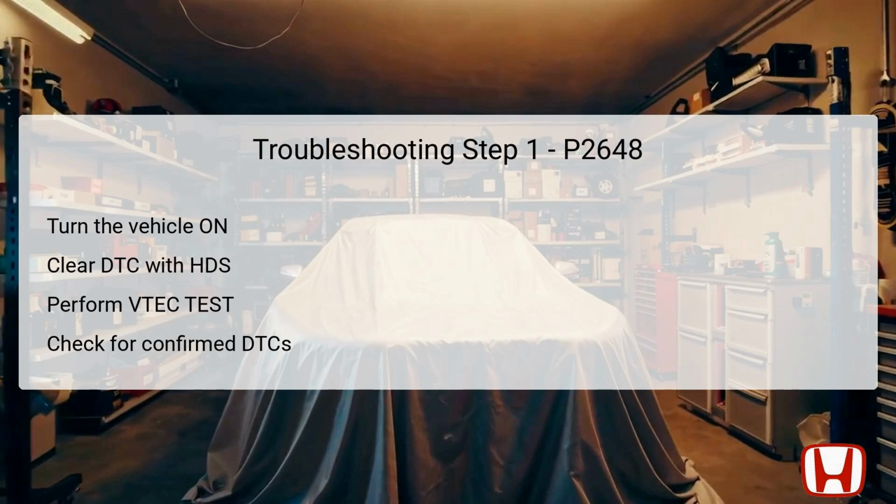Following this, it's essential to clear any existing DTCs using the HDS, which resets the system and allows for fresh data to be retrieved. Next, perform the VTEC test found in the inspection menu of the HDS, which evaluates the operational functionality of the VTEC system. After conducting the test, check for confirmed or pending DTCs once again.